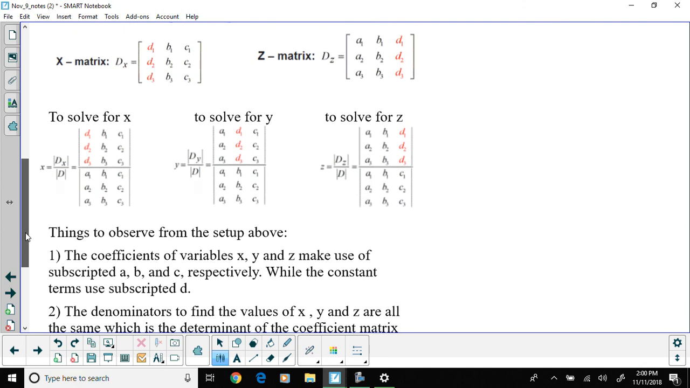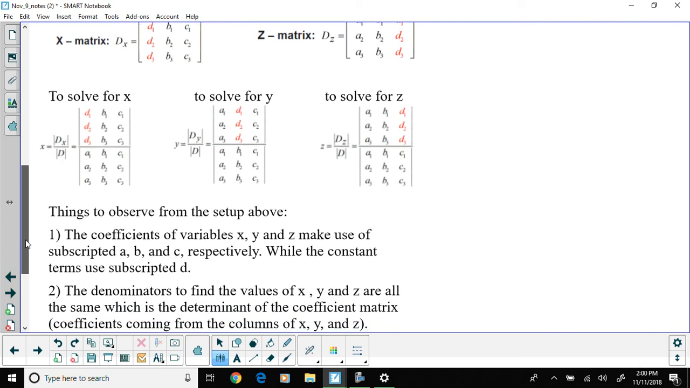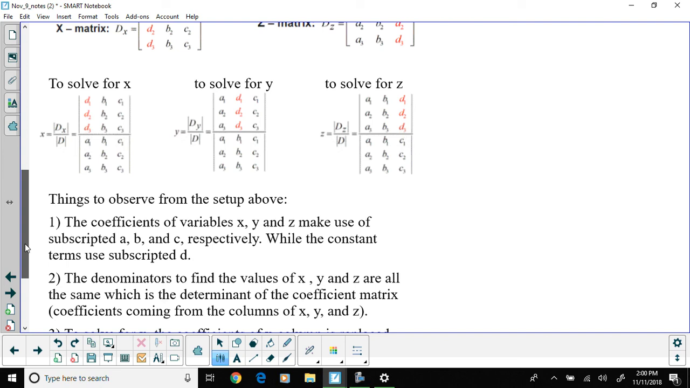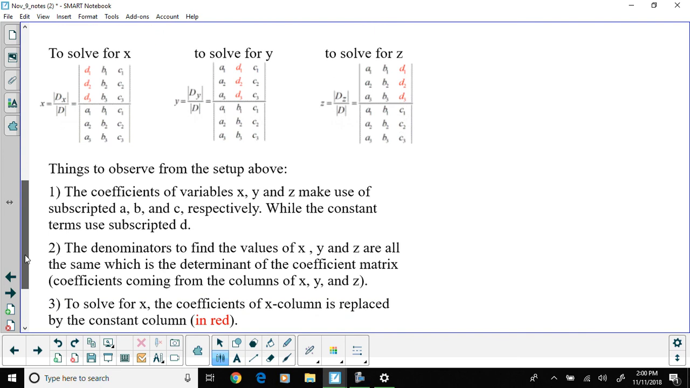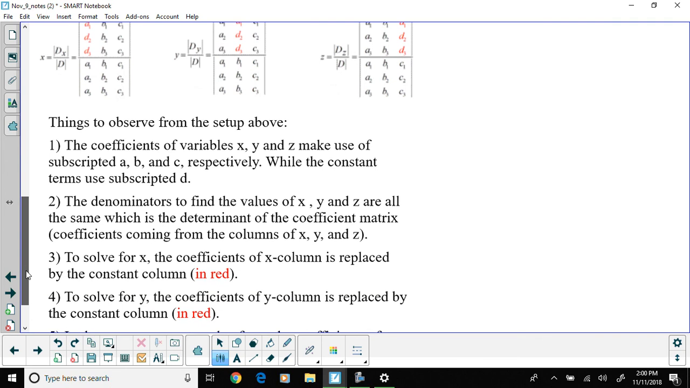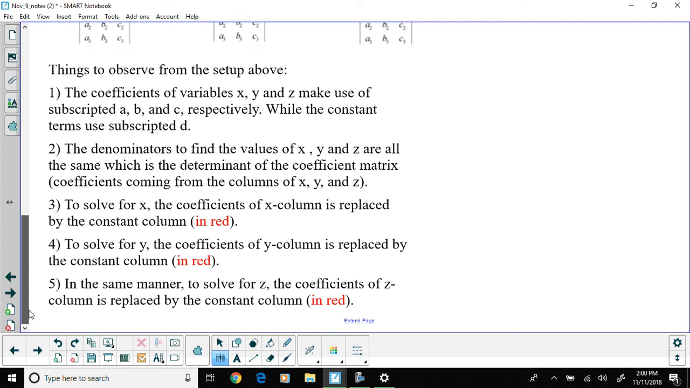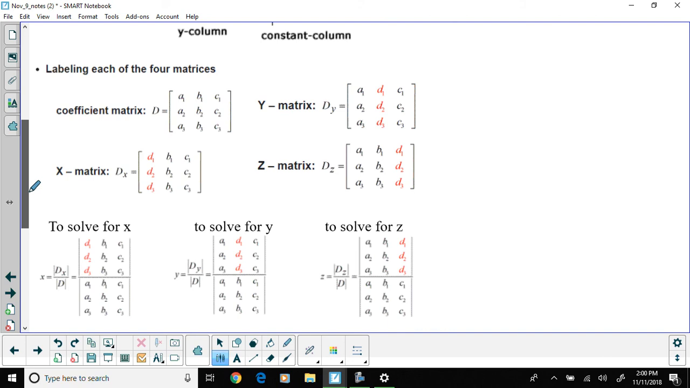With that being said, the denominators to find the X, the Y, and the Z are all the same, which is the determinant of the coefficient matrix, the A, B, C parts. And then to solve for X, all I did was replace the X column with the constant column. To find the Y, I just replaced the Y column with the constant column, and to find the Z, I just replaced the Z column with the constant column. That's how I got those matrices.